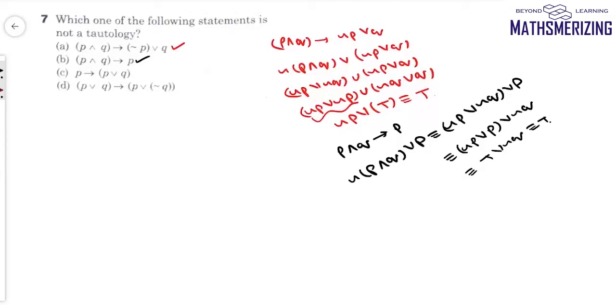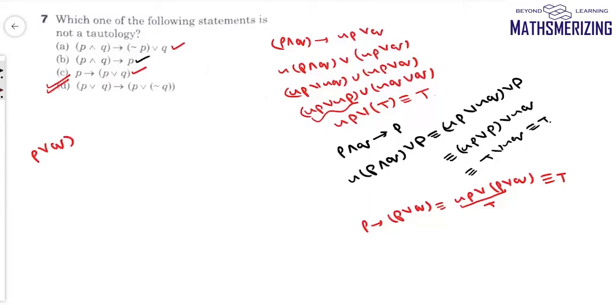Now the third option is P implies P or Q. So which is equivalent to not P or P or Q. Now not P or P is true, true or Q is simply true. So option number C is also a tautology. So that means the option which is not a tautology is option number D, and we'll prove it also.